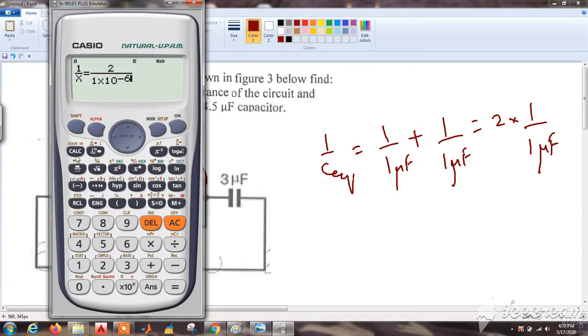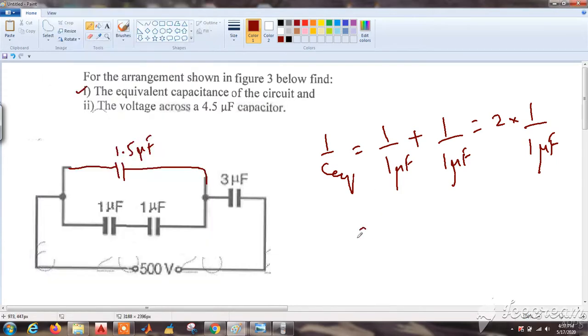So press shift, press solve. Don't look at this answer; as I told you just now, it is the result from your previous use of the calculator, so this is not the answer. Now press equal to, and you will get your result, 5 into 10 power minus 7. So C equivalent is 5 into 10 power minus 7 farad.